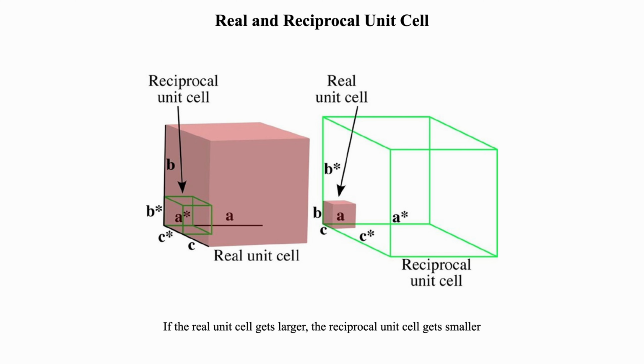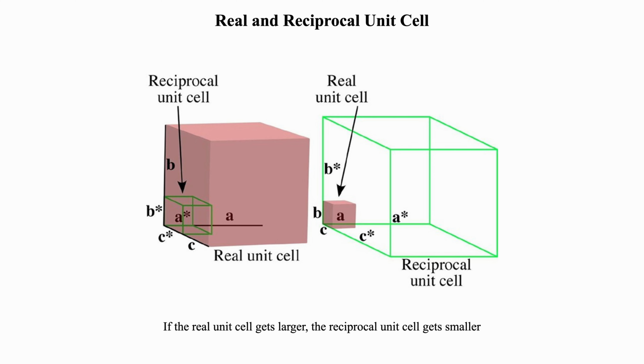In the real unit cell, as shown here, we define the basic repeating structure in the crystal's direct lattice, where atoms, ions, or molecules are physically arranged, whereas the reciprocal unit cell is derived from this real unit cell by mathematically transforming its dimensions, creating a space that represents the crystal's spatial frequencies rather than actual distances.